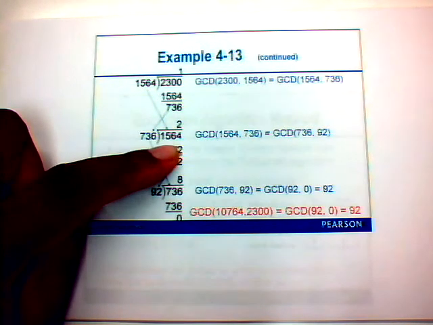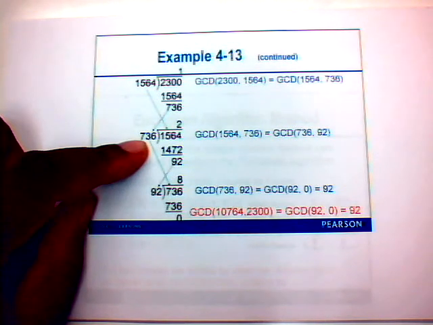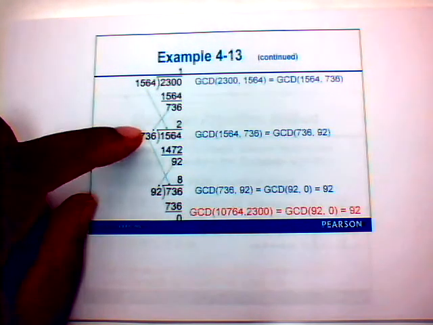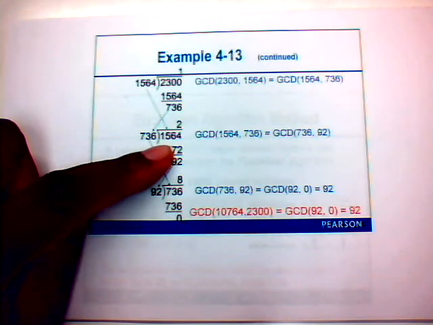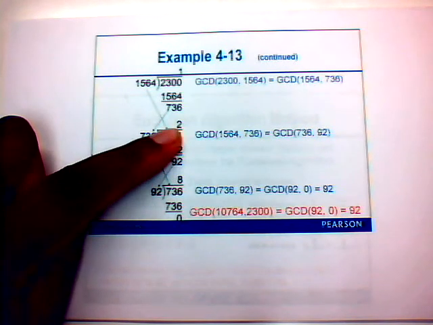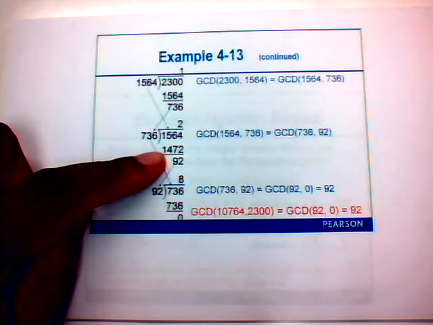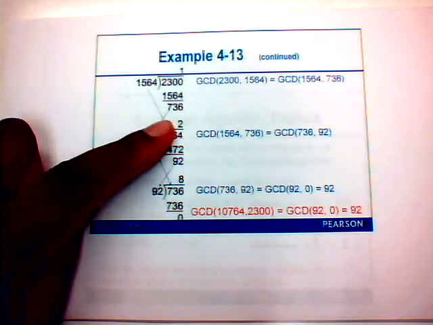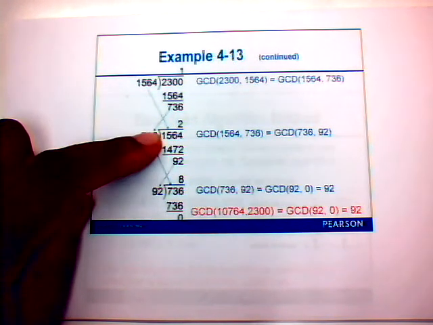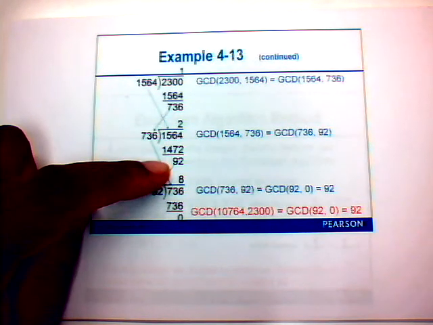So now you have 1,564 divided by 736. Ask yourself, how many times will 736 go into 1,564? That will go 2 times. 2 times 736 will be 1,472. Then 1,564 minus 1,472 is 92.